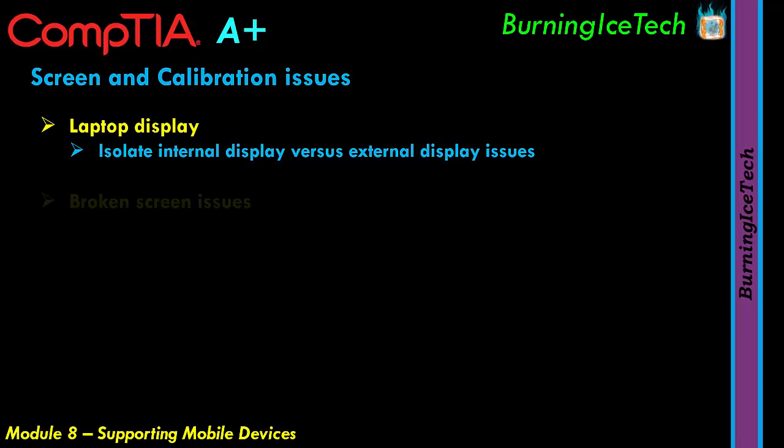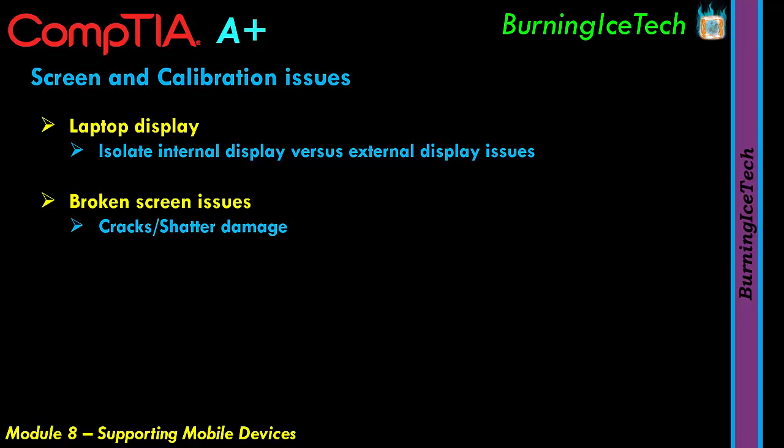Then let's move on to the point of broken screen issues. If the user or the client has cracks on the screen of a phone or tablet, or they've shattered it, you're probably going to end up having to change it. You cannot fix that. Depending on how many layers have cracked or shattered, it'll cause more of a distortion than the others, especially on phones and tablets.